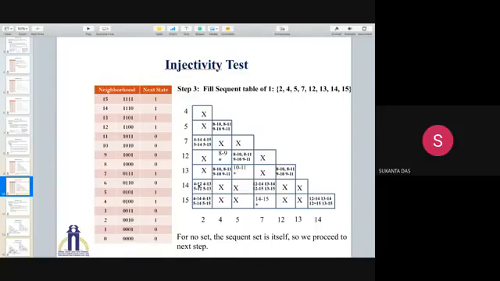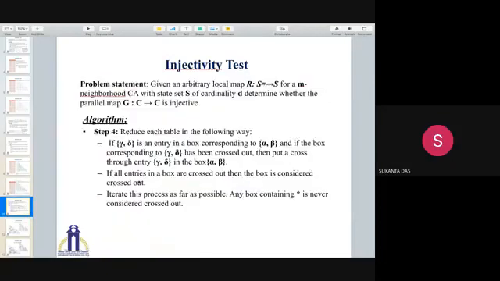And this process is repeated. In this way, if I am able to cross out all the entries of alpha beta, then that alpha beta is again considered as crossed out. And this process is repeated again and again. Note that if you do it by hand, you'll find any box containing a star is never crossed out. It can't be crossed out, so don't consider that star box. It will never be crossed out.